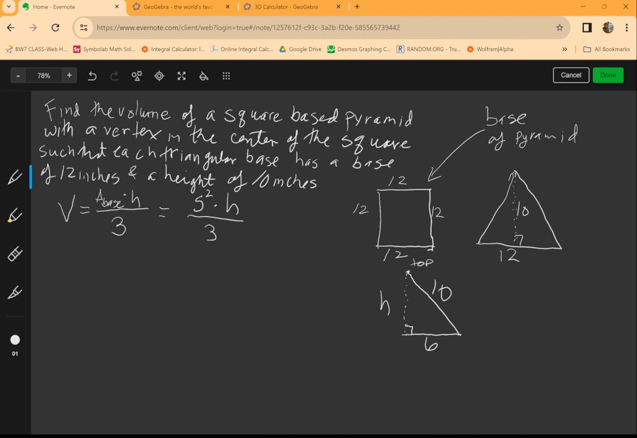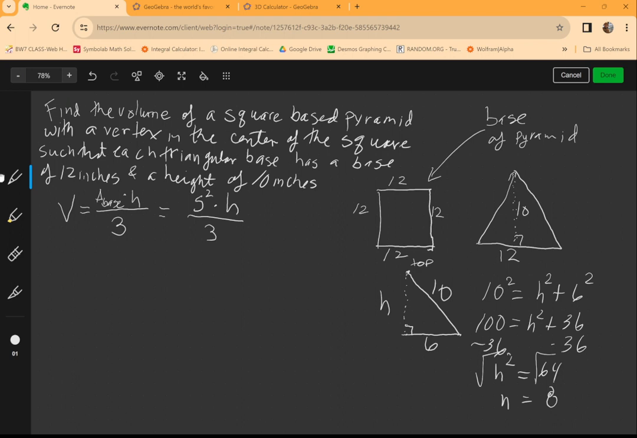Well, now I can use my Pythagorean theorem to find the height. Remember, h is one of the legs, and 10 is the hypotenuse, so we get 10 squared equals h squared plus 6 squared. So we get 100 equals h squared plus 36. Subtract 36 from both sides, and we see right away we get h squared equals 64. Take the square root of both sides, and we get h is 8.